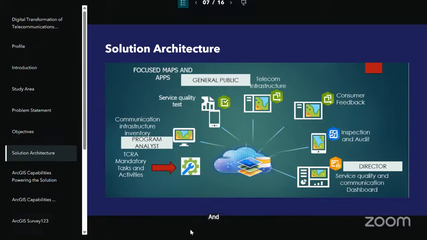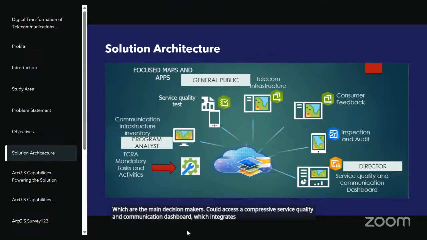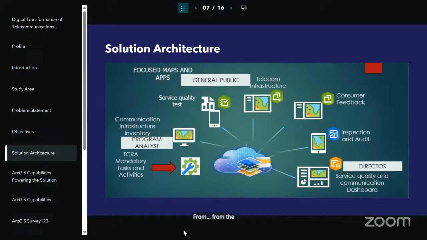And at last, the directors or the stakeholders, which are the main decision makers, could access a comprehensive service quality and communication dashboard, which integrates all spatial and survey data from the audit team and from the service quality teams, providing actionable intelligence for policy, planning, and regulatory decisions. And the essence of this solution architecture is that it connects all the stakeholders, streamlines communication, and ensures continuous flow of data from field operation to strategic decision making.